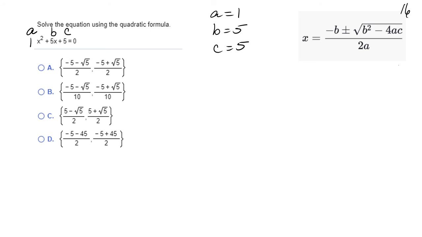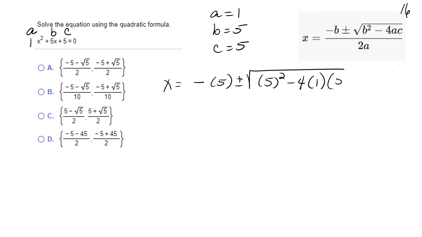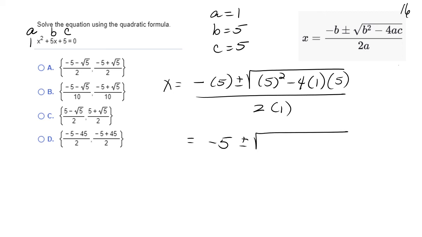Now I substitute into this formula. I have negative 5 plus minus square root 5 squared minus 4 times the A, which is 1, times the C, which is 5, all divided by 2 times A, which is 1. When I simplify, I have negative 5 plus minus square root 25 minus 20 all over 2.